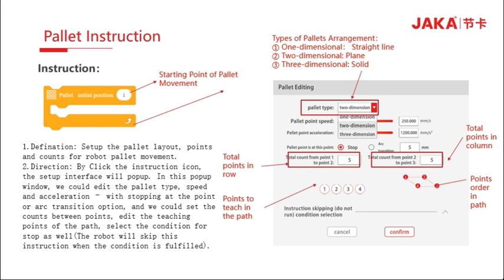Then we have the points to teach the path. On the right, we can also see the figure for the points order in the path. You need to set the points, for example here in 2 dimension, from 1 to 4, following the points order in the figure on the right.